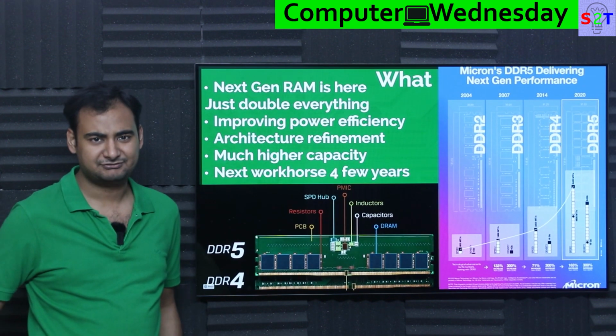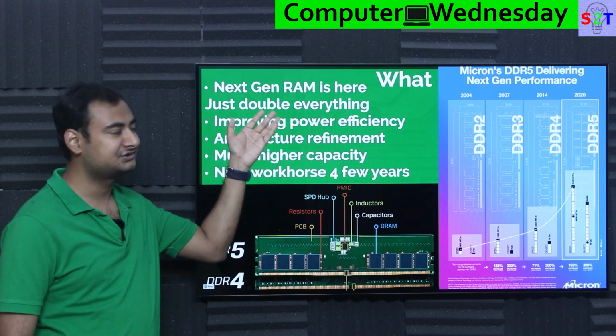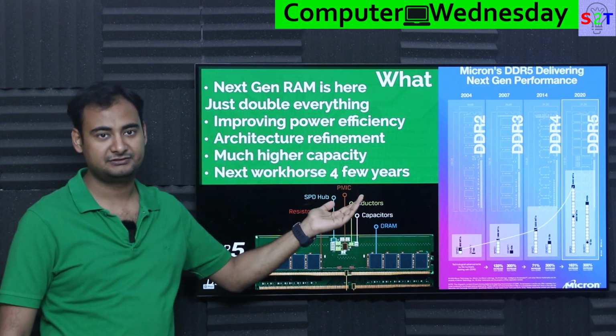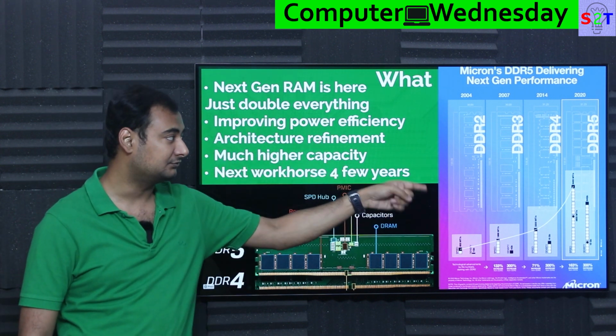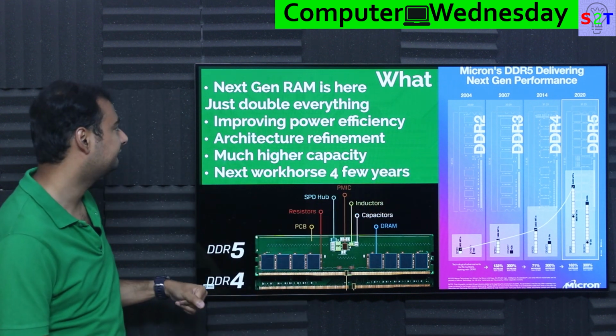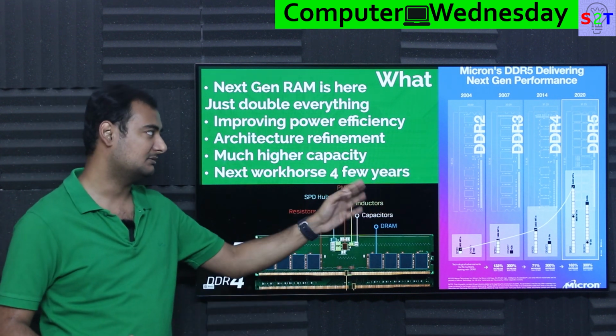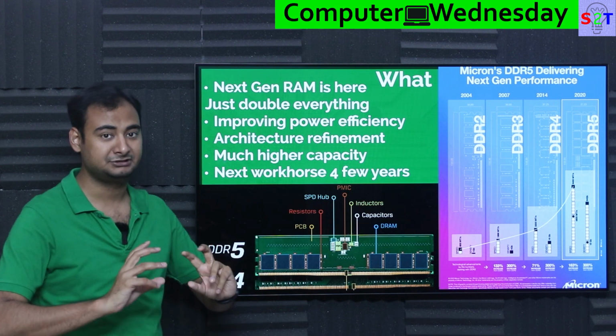Now, first, we have to understand exactly what we are talking about. We are talking about basically the next generation of RAM is here. Basically, how we went from DDR1 to DDR2 to 3 to 4 to 5. This is DDR5. Now, in simplest terms, you just take everything that DDR4 has and you double that puppy.